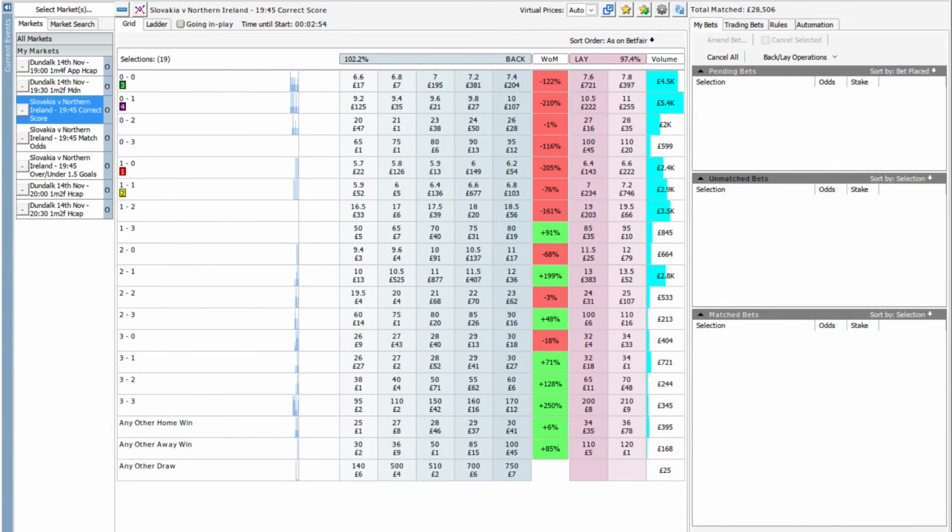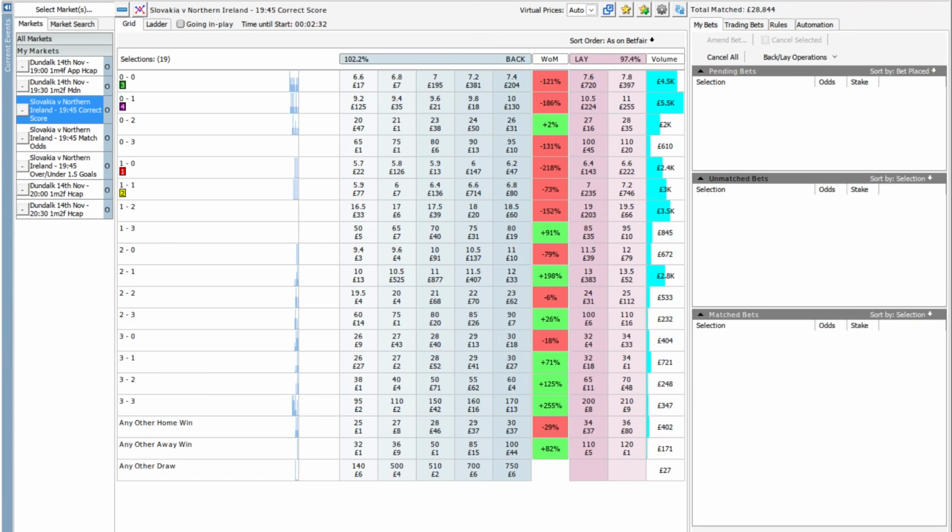Hi there, a quick visit to the football markets for you tonight. My usual caveat, I am not a football trader, so take everything I'm about to say with a pinch of salt. However, it's not really a football strategy I want to discuss, it's something that you should apply to all your trading. And that is, try and keep everything simple.